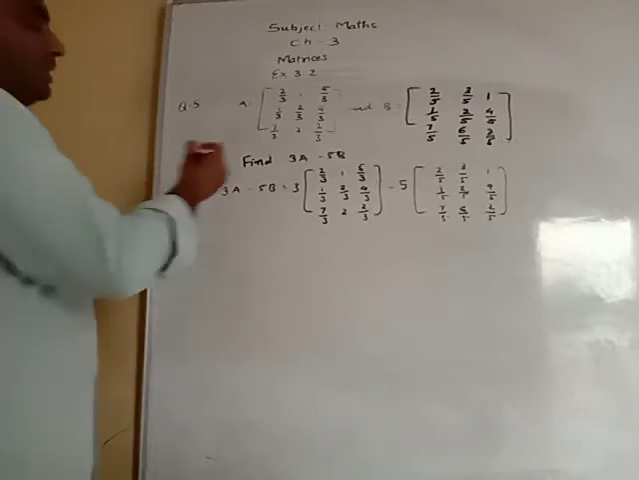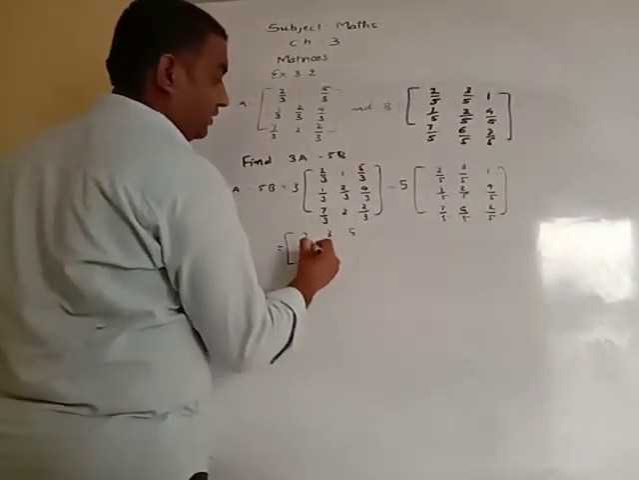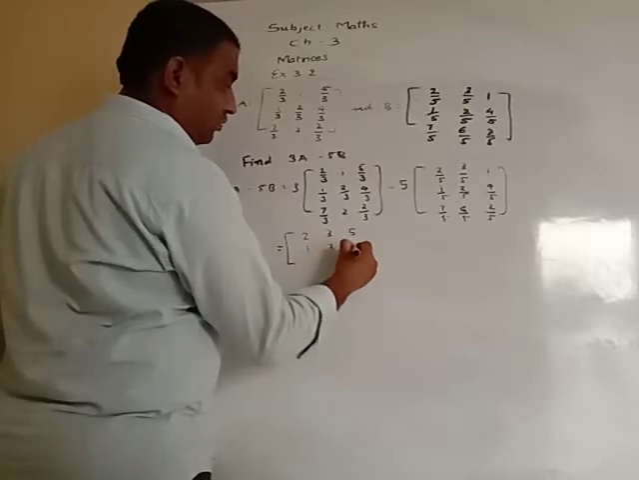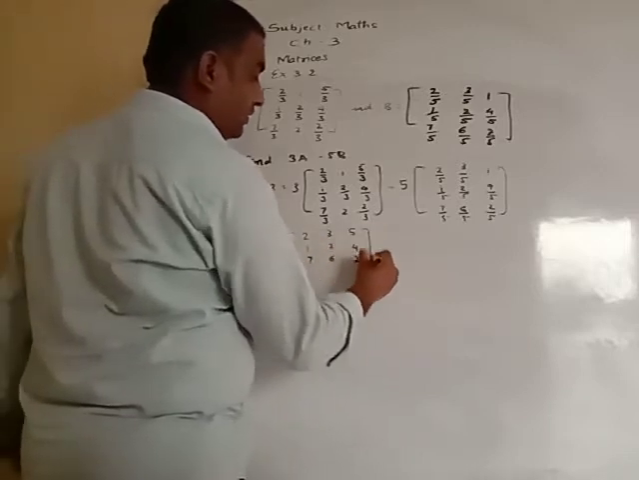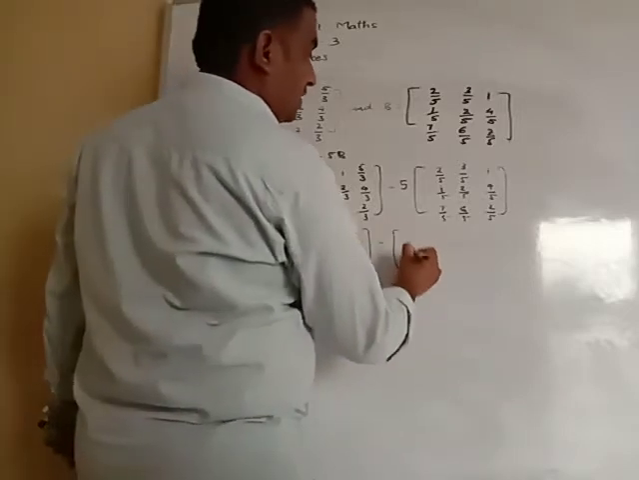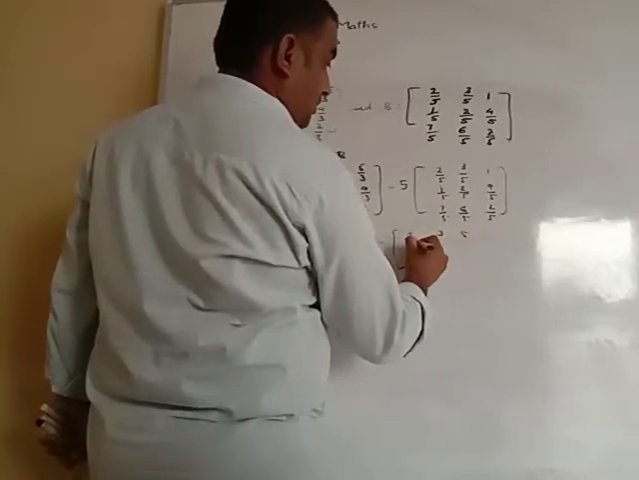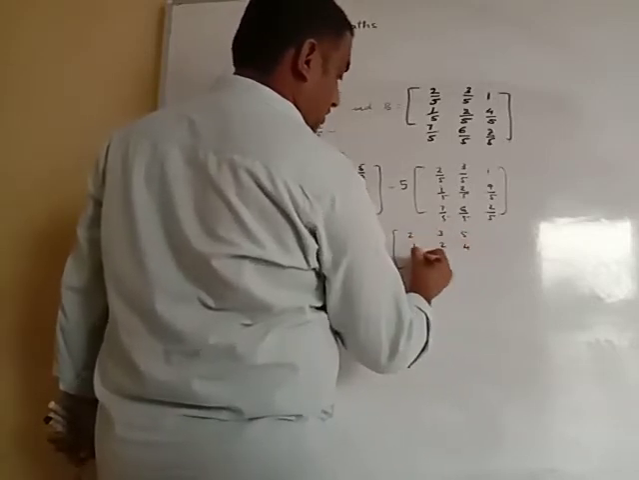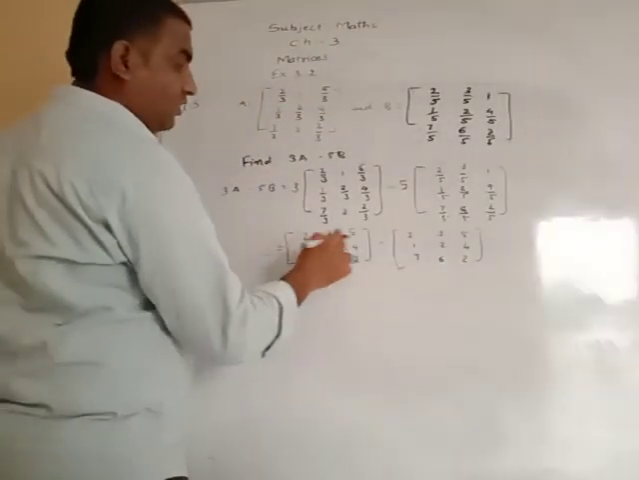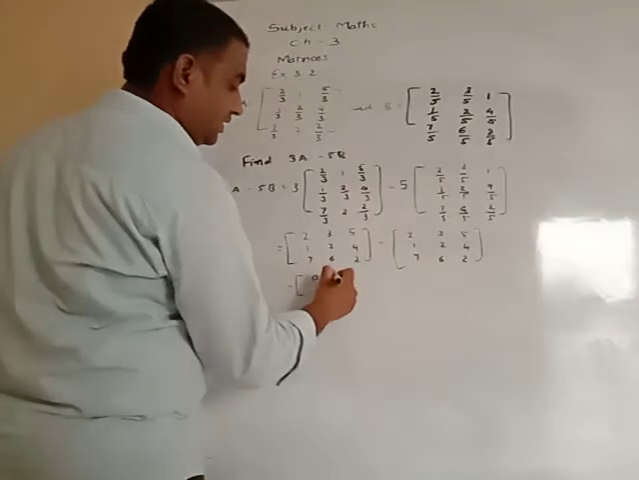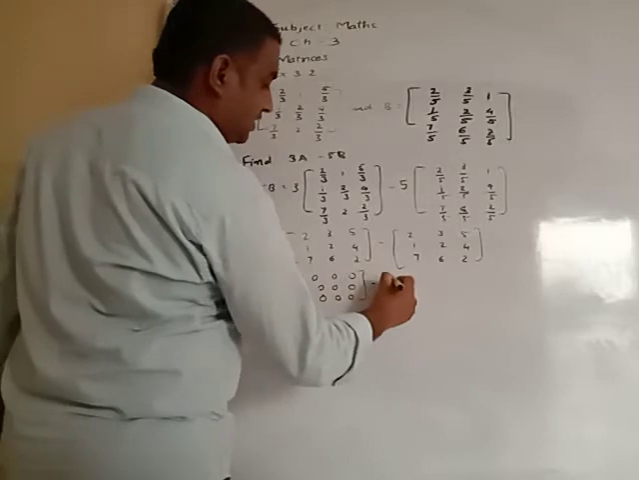So 3 multiplied by 2/3 will be 2, 3 ones are 3, 5, 1, 2, 4, 7, 3 twos are 6, and 2/3 into 3 will be 2. Minus 5B gives 2, 3, 5, 1, 2, 4, 7, 6, 2. So we can see that both the matrices are equal in all the entries, and so the difference will be the zero matrix.